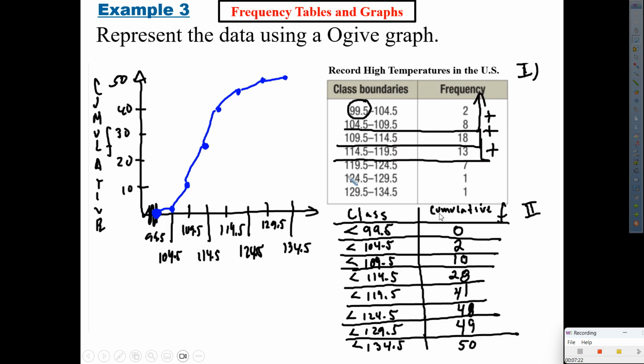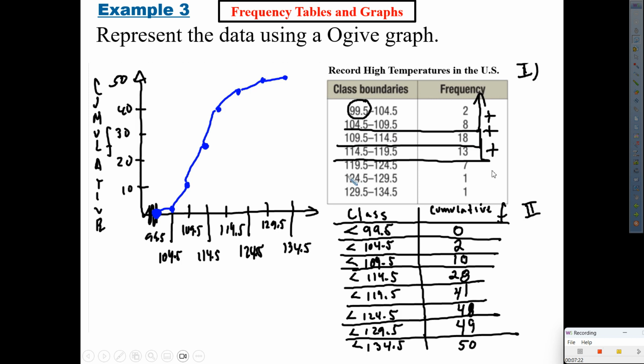That's why this is called what? Cumulative frequency. And you keep adding all the frequencies for each of the classes till you reach 50 because this is on the 50 states. From there, here's my class right here. And then here's my cumulative frequency. Notice it goes from 0 to 50. You guys decided to scale it by tens yesterday, yes?